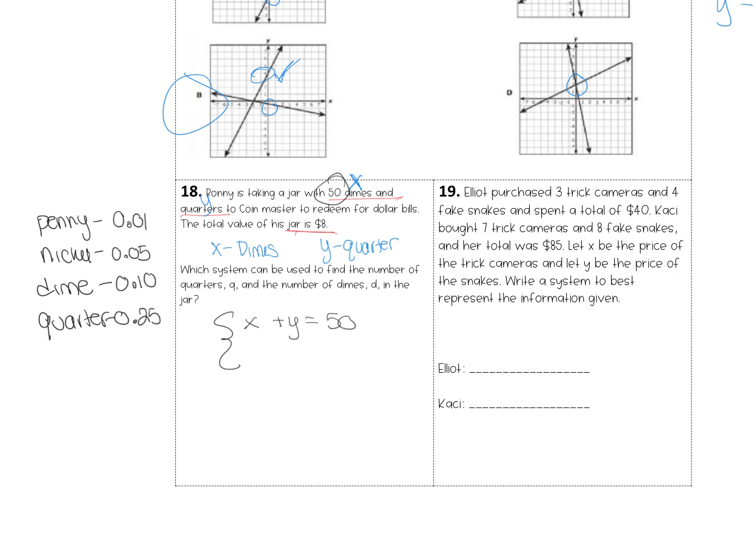Now dimes, the x's, they're worth 0.10x, plus my quarters were worth 0.25y, but now this equals a dollar amount. It equals 8, and that's my system.